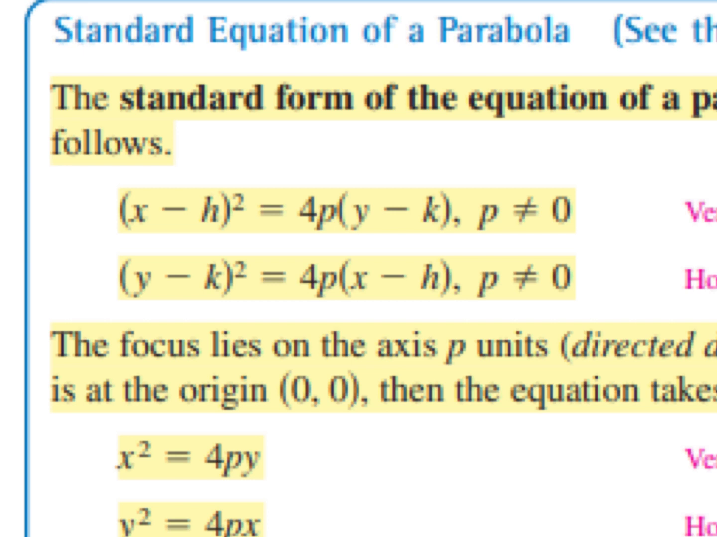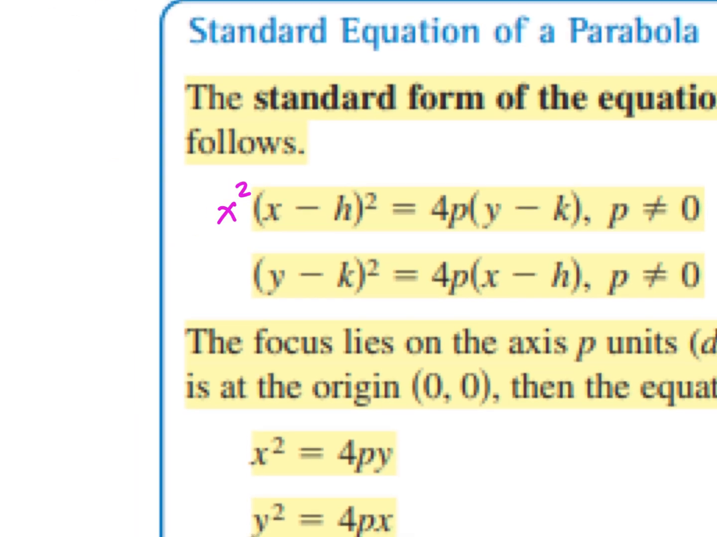One's up and down, one's left and right. How do you know the direction just by looking at them? If it's up and down or left and right? All right, if it's x squared, guys, which way? Do you see how it's x minus h? If it's x squared, which way is this parabola opening? Up, good, or down. If it's a y squared, which way?